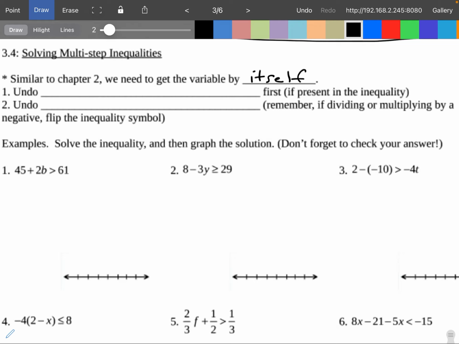Let's see, what do we got here? So if we're doing order of operations in reverse, what was the last thing you normally do in order of operations? Addition and subtraction, yeah. So we're actually going to do those first. Like I said, some of these you have to combine like terms or do the distributive property first, but in general we're going to undo addition and subtraction first. So this blank should say addition and subtraction.